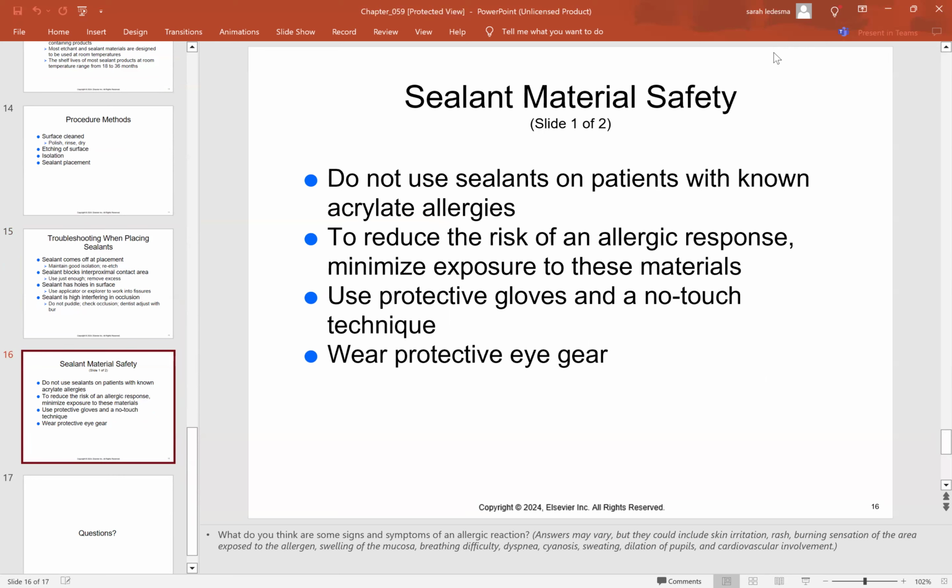Sealant material safety. Do not use sealants on patients with known acrylic allergies. To reduce the risk of an allergic response, minimize exposure to these materials. Use protective gloves and a no-touch technique, and always wear protective eye gear.